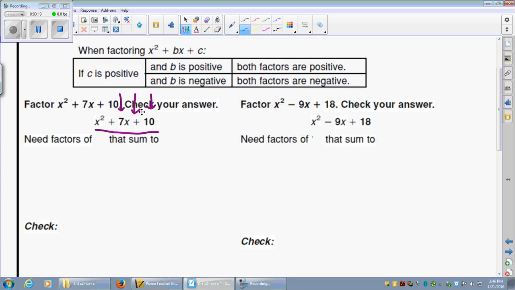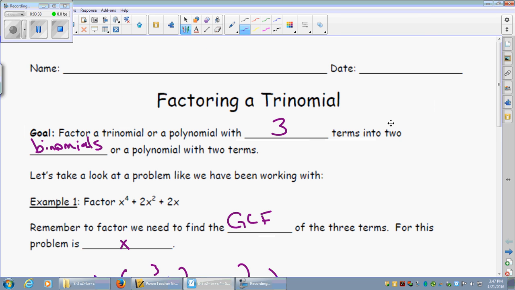Okay, so let's think of some factors of 10 that sum to 7. So what are some factors of 10? Well, I got 1 and 10, and I got 2 and 5. Those are the 2 that really pop out in my head. So which ones add to give me 7? 2 and 5, obviously.